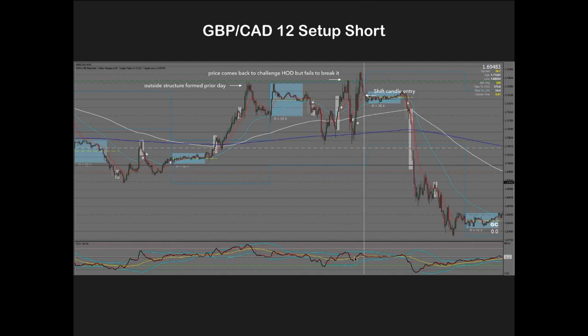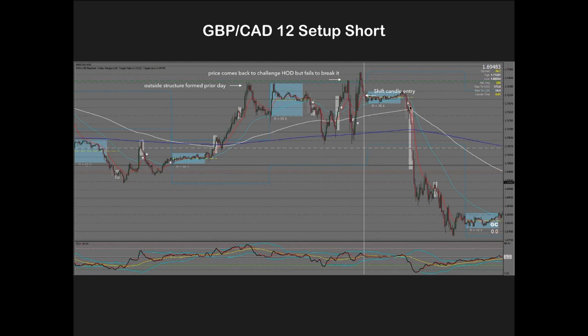You can see here the TDI confirms as well, the RSI below the market baseline, below the signal line. This is just right on the cusp. But you can see here, this is where your shift candle entry would be. Now, having said that, this is right at the end of the session, so you might not be looking to take a trade this late in the day. That's okay. You can see here that it does go off into consolidation, doesn't really move much.